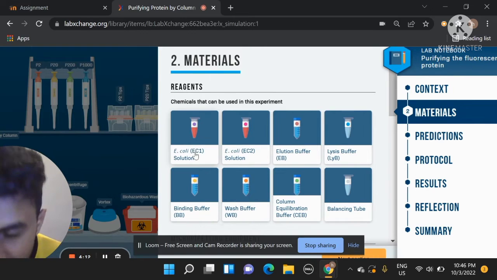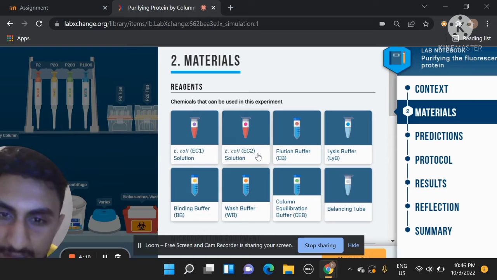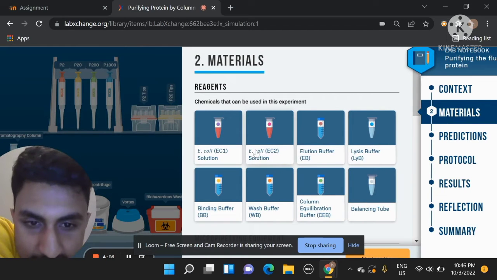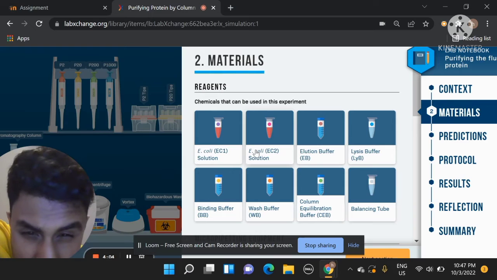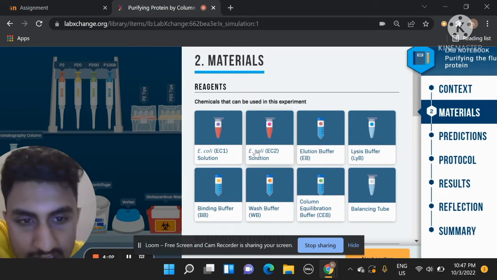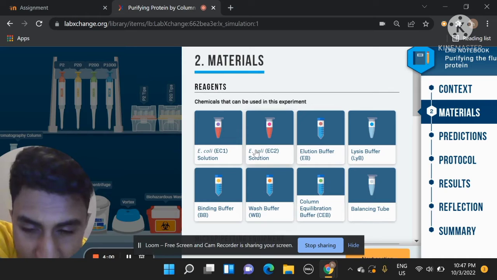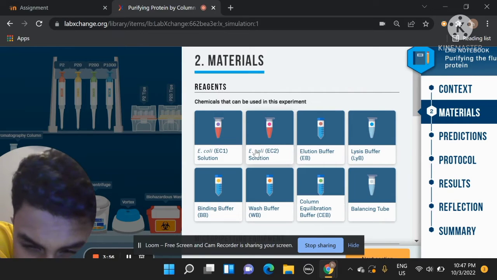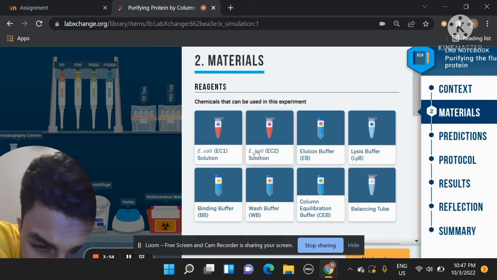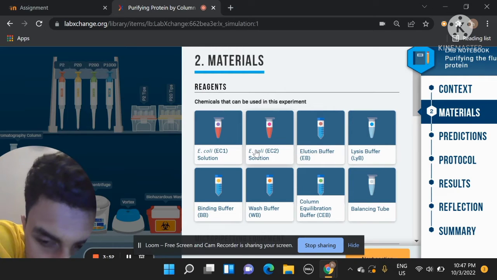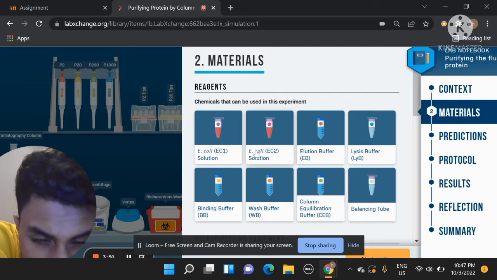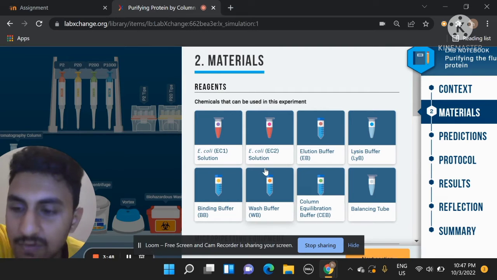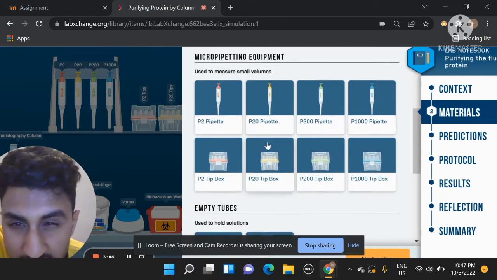For the process, we need many materials such as the E. coli EC1 solution, then EC2 solution, and then the elution buffer, which is EB, then lysis buffer, which is LYB, and then the binding buffer BB, then wash buffer WB, column equilibration buffer CEB, and balancing tube, which is used for the microcentrifuge.